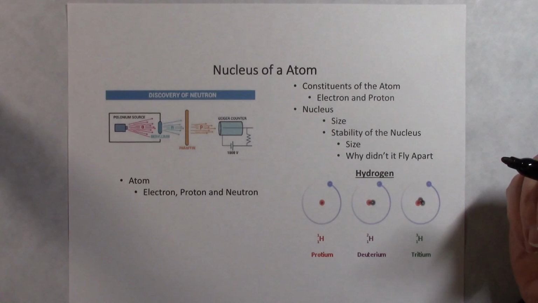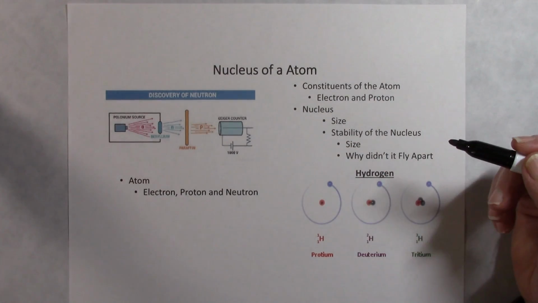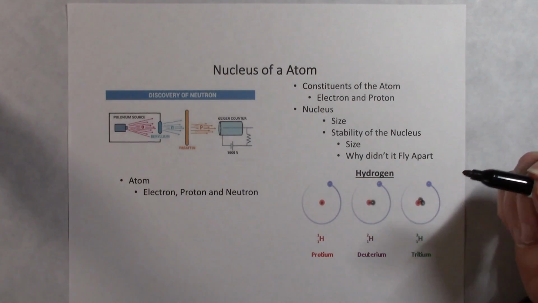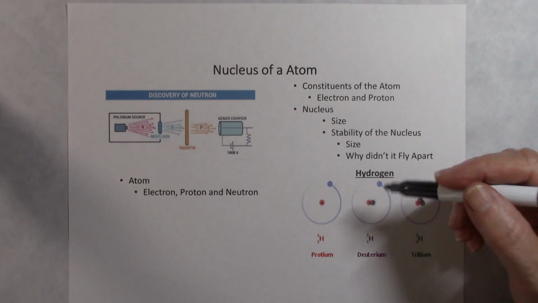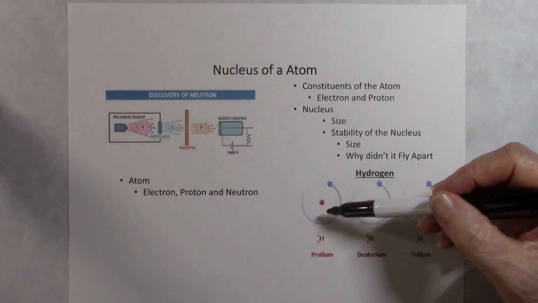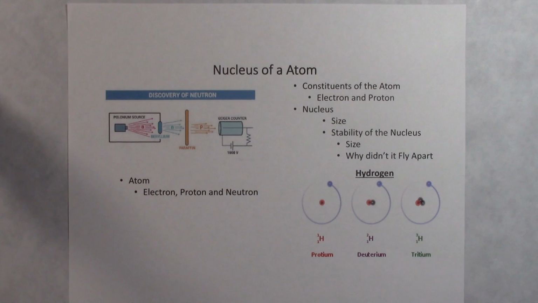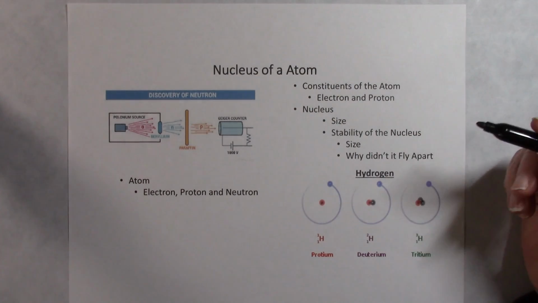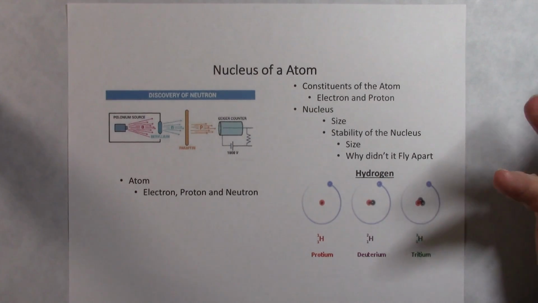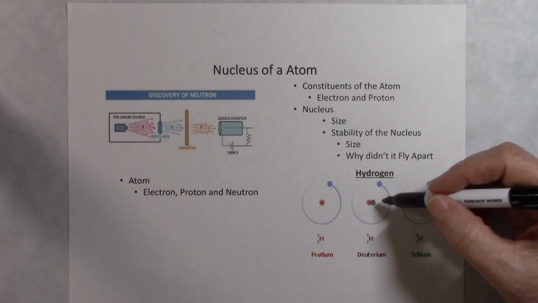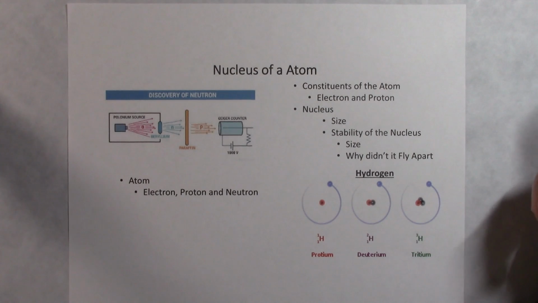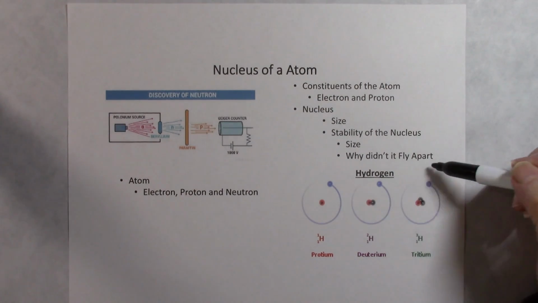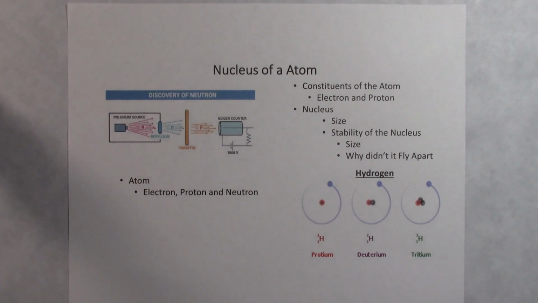Now, there were a couple of issues concerning the nucleus. One was size. Why weren't the same elements the same size? For example, there were elements of hydrogen that weren't the same size. The other issue was the stability of the nucleus. First was size: how come the nucleus didn't blow up and just become infinitely big? How come you didn't see elements with a bigger core than you did? The second issue was, why didn't the nucleus just fly apart?